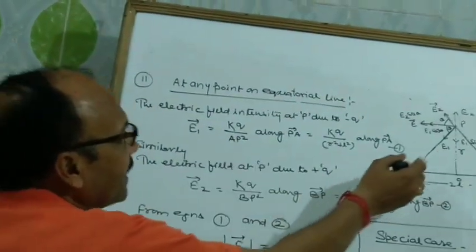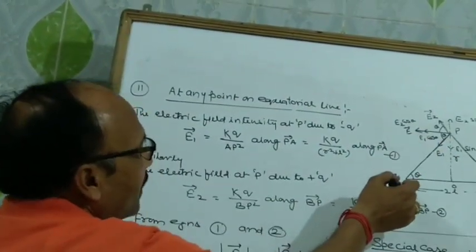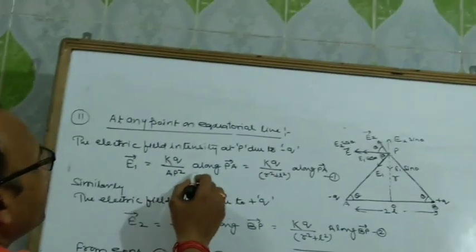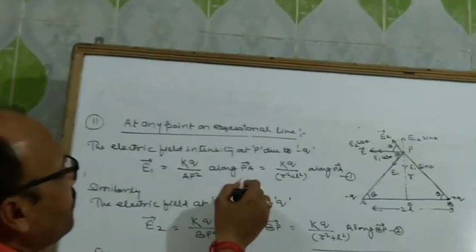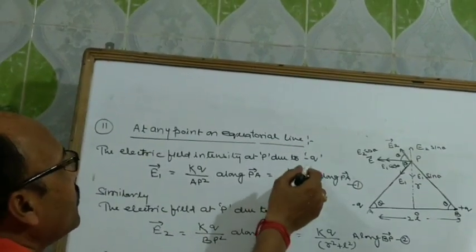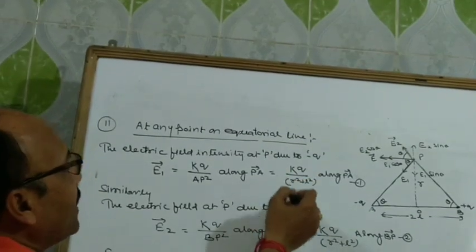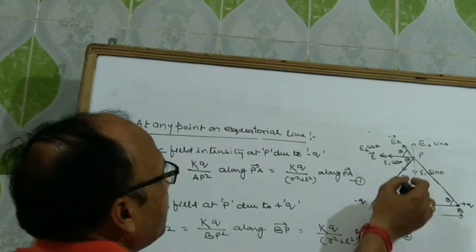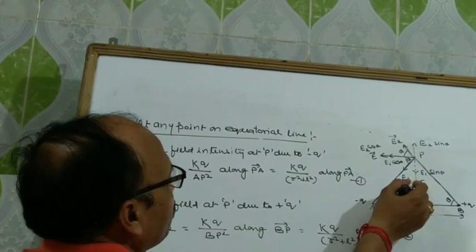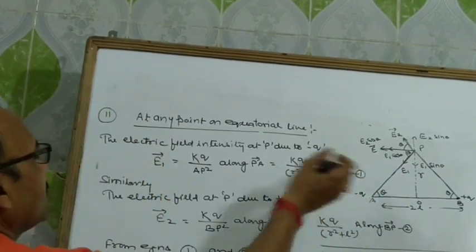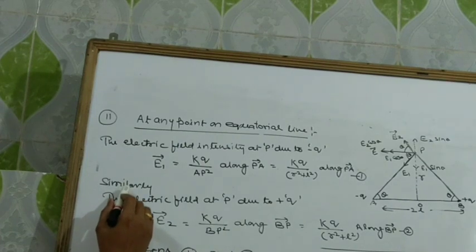This charge is negative charge, so the electric field will be towards the minus Q charge. It means its direction will be along PA. KQ upon R square plus L square. The value of AP square will be equal to this square plus this square. This is the equation first.